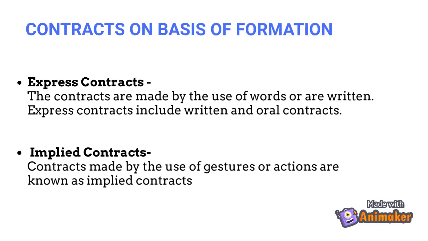Let's understand types of contracts. Contracts on the basis of formation. First, express contracts. These contracts are made by the use of words or are written. Express contracts include written and oral contracts. Second, implied contracts. Contracts made by the use of gestures or actions are known as implied contracts.